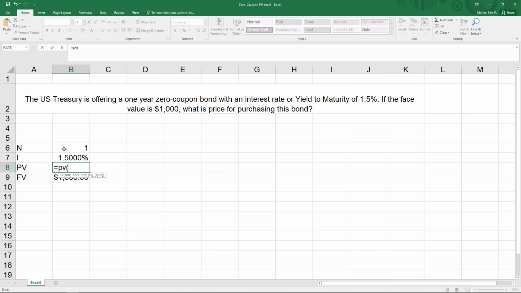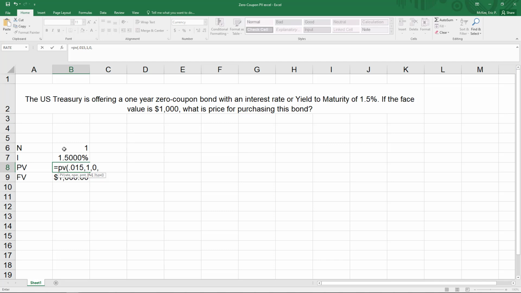Excel helpfully displays our parameters that we need to enter into this present value function. So first one is rate, which stands for interest rate. We would put in our interest rate of 0.015. NPER is number of periods. We have a period of just 1. And payment, PMT, is an interest payment that we pay during the loan, not the final payment. Zero coupon bonds have no payments. That's what the 0 is telling us, so we put in 0.